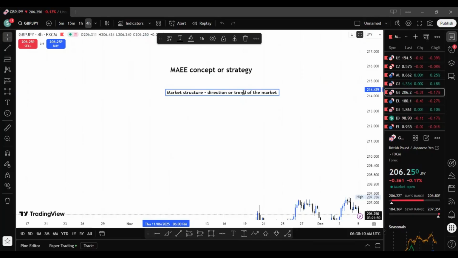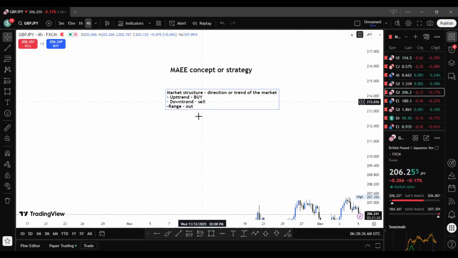In that one I told you that we are looking for three things. Is the market in an uptrend? If the market is in an uptrend, we look for buying opportunities. Then downtrend, we look for what? Selling opportunities. Then when the market is in a range or consolidation, or what other people call accumulation, we look for opportunities in other markets, or we stay out of the market. So that's the first thing we look out for.